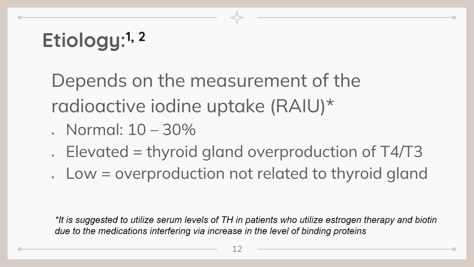Otherwise, a normal radioactive iodine uptake is 10 to 30%. So above 30% would be an elevated uptake. However, with a low uptake of less than 10%, there might be an overproduction of thyroid hormone not related to the anatomy of the thyroid gland, but maybe related to another cause, which is why it is important to understand why iodine is important. When the thyroid is producing hormones, it pulls iodine from the body to produce those hormones. Just reiterating what I mentioned before.